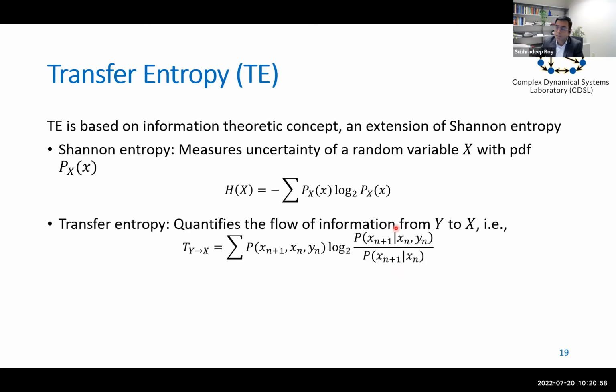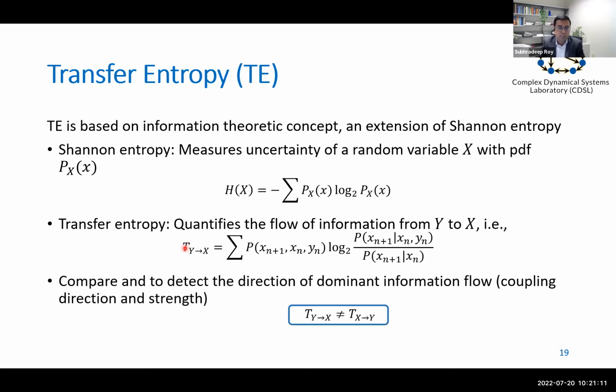So log of 1 goes to 0. Transfer entropy from y to x is 0. That means y does not influence x. So when we have two time series variables, we can compute these two quantities, from y to x and x to y. Generally, those are two asymmetric quantities, and we can compare them to find the dominant direction of coupling. So this is one of the tools that I have used in my earlier studies with bats.